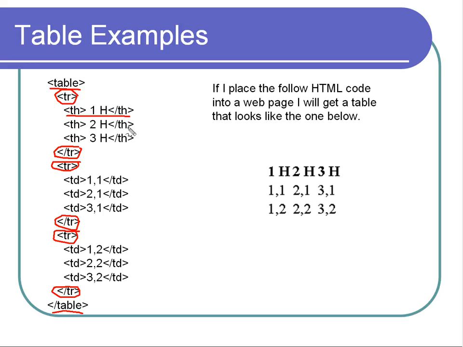Take a look at this. This one has no borders. If you don't tell it what type of borders you want, you will have no borders. So there's 1H, and look right up here, 1H. That's what went in that heading. It's bolded, it's centered, unlike these that are off to the left side.